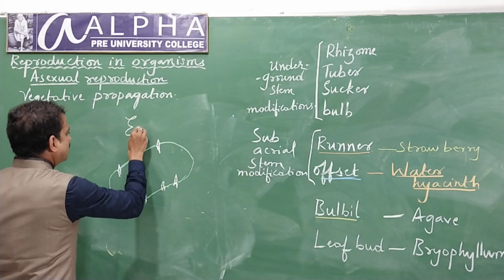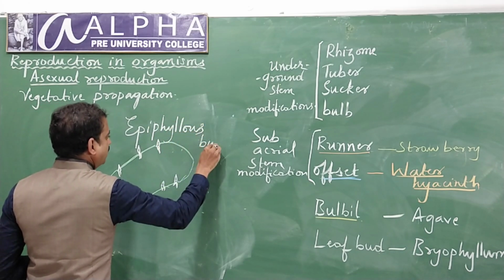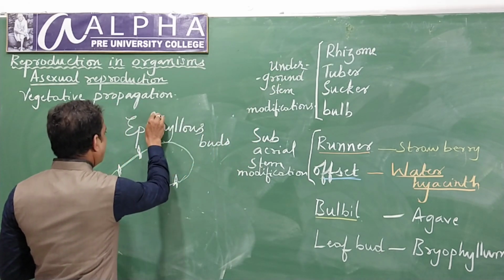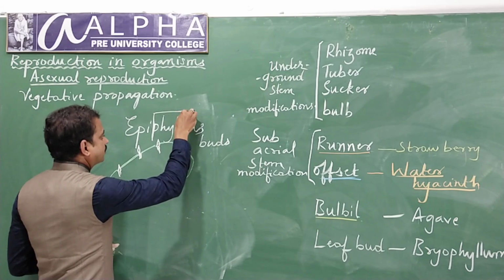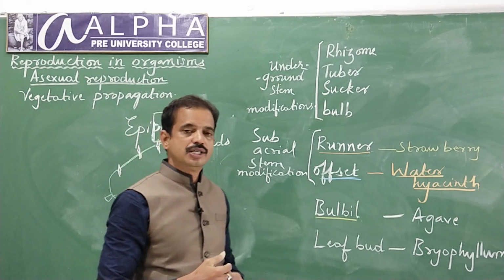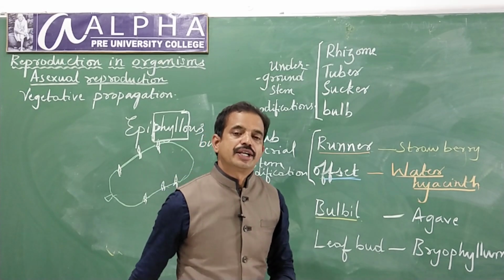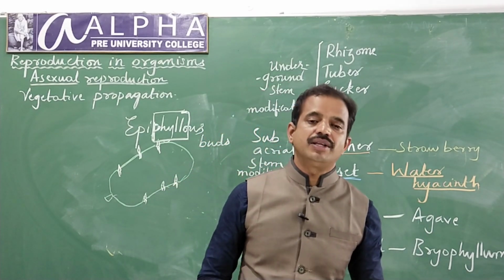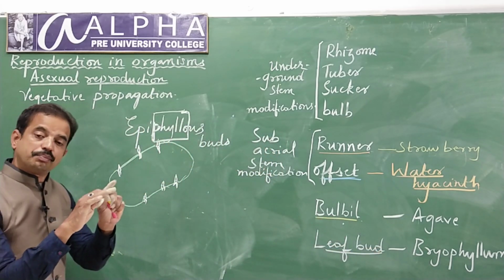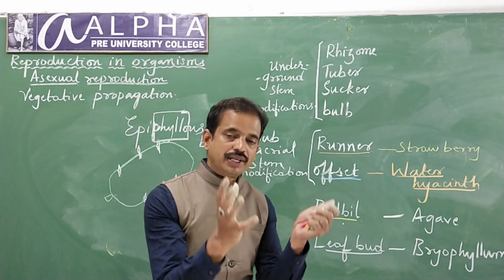We also call them epiphyllous buds, students. Okay, bryophyllum produces epiphyllous buds. The meaning of phylla: phylla means leaf. So epiphyllous means buds over the leaf. So bryophyllum reproduces with the help of epiphyllous buds, that is leaf buds. So the bulbil and leaf bud are part of the plant body which is completely aerial.